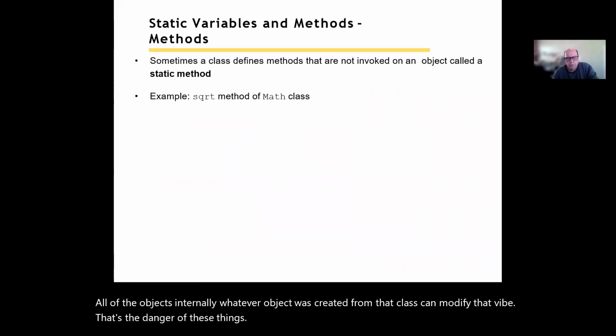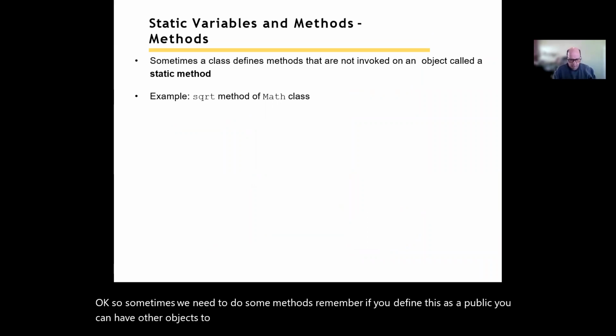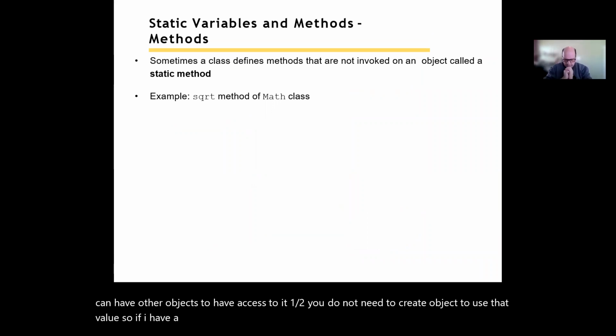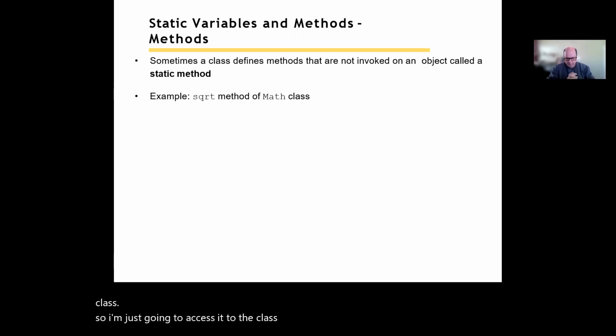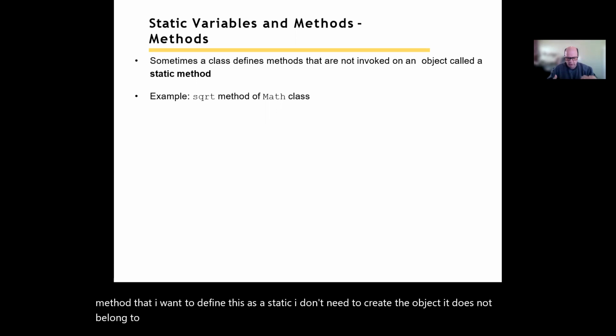Okay, so sometimes we need to do some methods. Remember, if you define this as public, you can have other objects to have access to it. Two, you do not need to create an object to use that variable. So if I have a public static variable, I don't need to create an object to use it. It belongs to the class. So I'm just going to access it through the class. Same thing goes with the method. If I have a method that I want to define as static, I don't need to create an object. It does not belong to the object. It belongs to the class. So we can call that method, and generally it's doing something with my static variable.